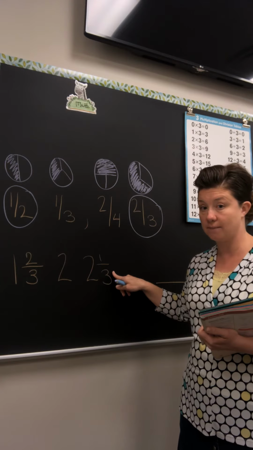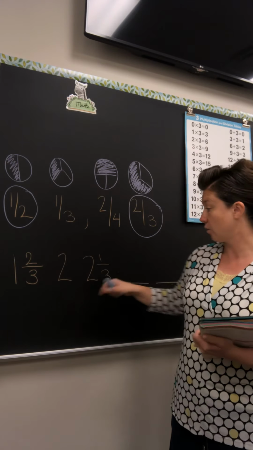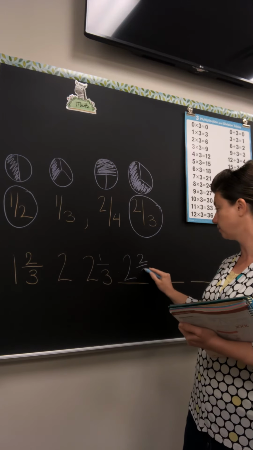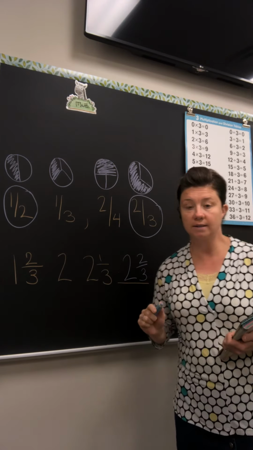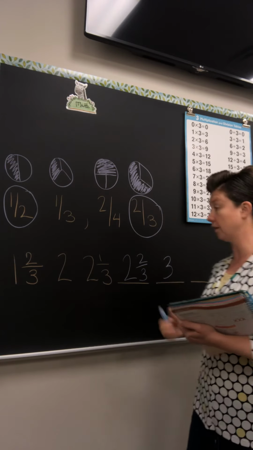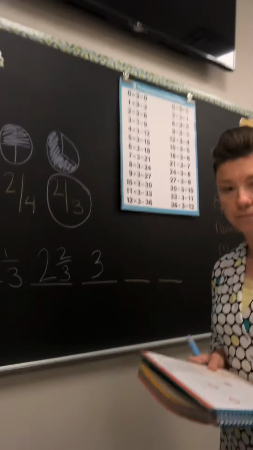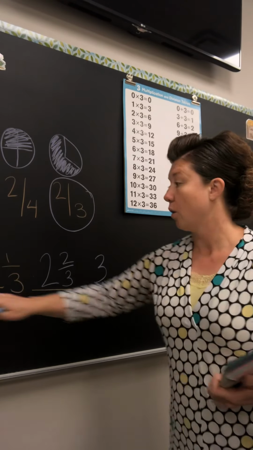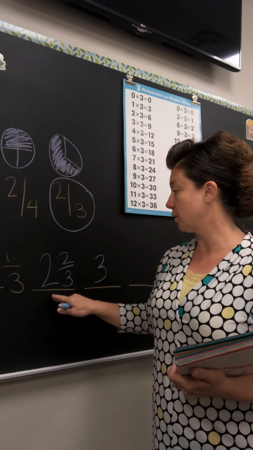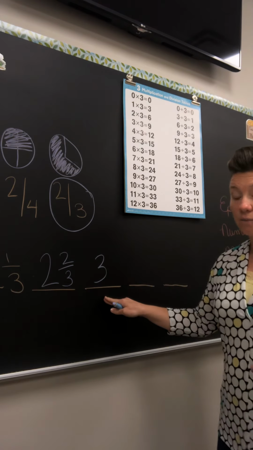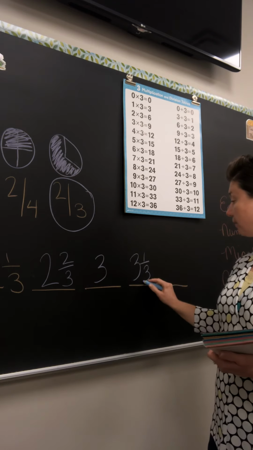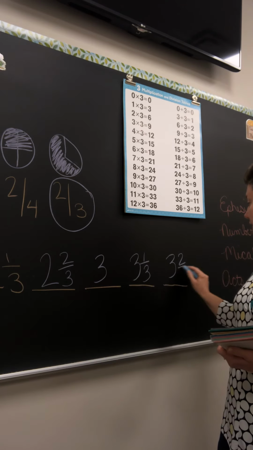What's our pattern gonna be, okay? We're gonna start here. So we're gonna have a 2 and then 2/3. Then what do you think is gonna come next? 3, good, okay? Not sure if you can see over here, okay? So we've got 1 2/3, 2, 2 1/3, 2 2/3, 3. What's gonna come next in our pattern? 3 1/3, and 3 2/3, okay?